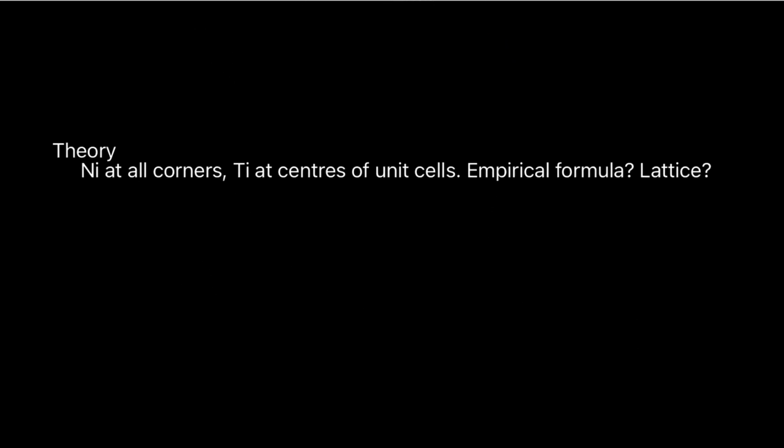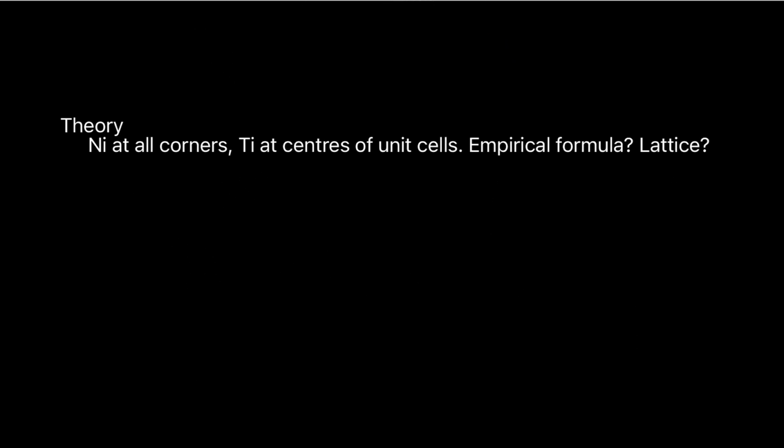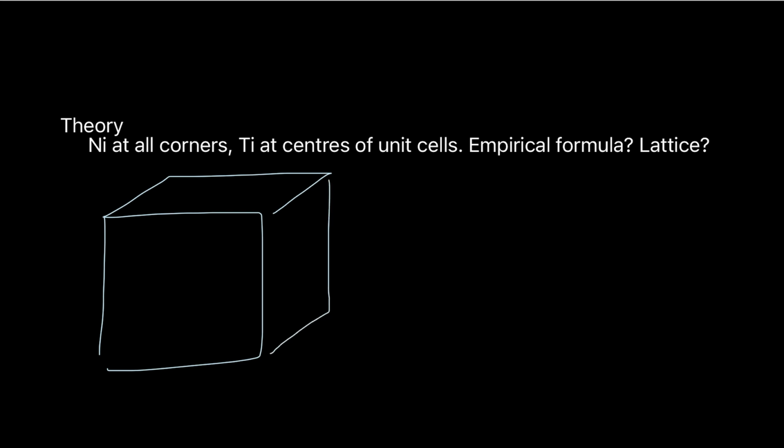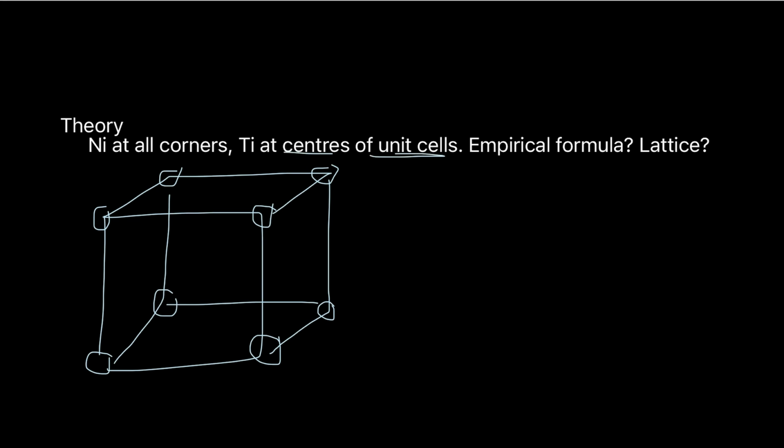So we're going to start with our problem. Ni is at all corners. I would advise just drawing something out so that you don't get tripped up by the reading comprehension. Ni is at all corners, and then Ti is at the center of unit cells. It's plural, but it's saying at the center of unit cells. This is one unit cell, and it's at the center of many unit cells.